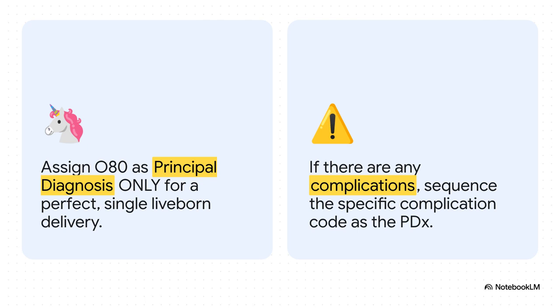Textbook perfect. But look at scenario B. If there's even one complication, like preeclampsia, premature rupture of membranes, or a severe laceration, 080 goes right out the window. That specific complication steps up and becomes your principal diagnosis.